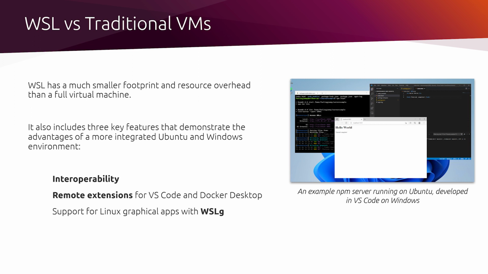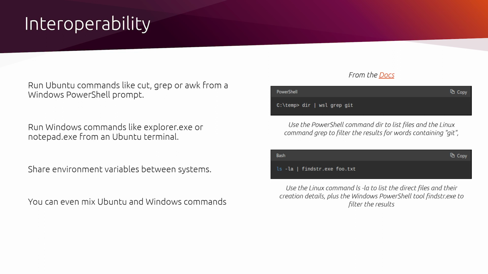Another difference is some key features that you don't necessarily have with a VM. One, interoperability and remote extensions. So what is interoperability? Interoperability is a feature to seamlessly integrate WSL with the host OS. So from Windows, you can see what's in Linux. From Linux, you can see what's in Windows. It's completely transparent. It's not even like a mount point, you don't have to mount anything. You start WSL and your Windows operating system is there.